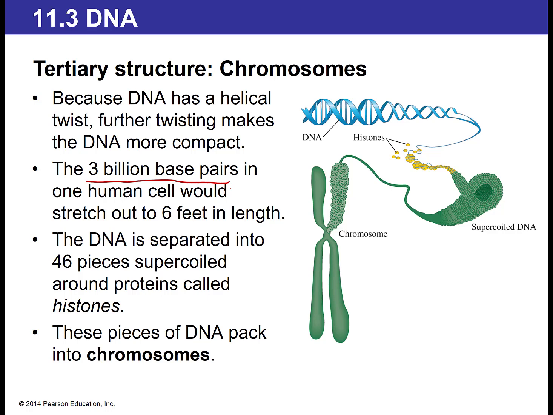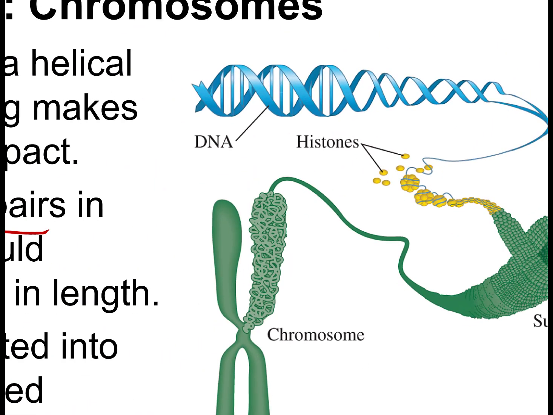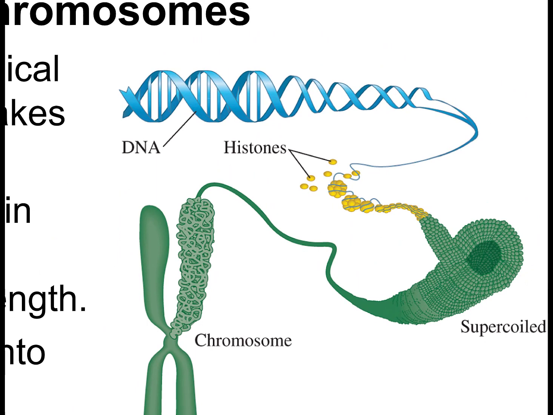So having it in the coil helps, but then it gets organized within the nucleus of the cell, and it's organized even more by being wrapped around histones. So there are these small, and you can kind of see them in this, these little yellow things that look like little marbles. They're actually proteins. The histones are small, positively charged proteins that the DNA wraps around.